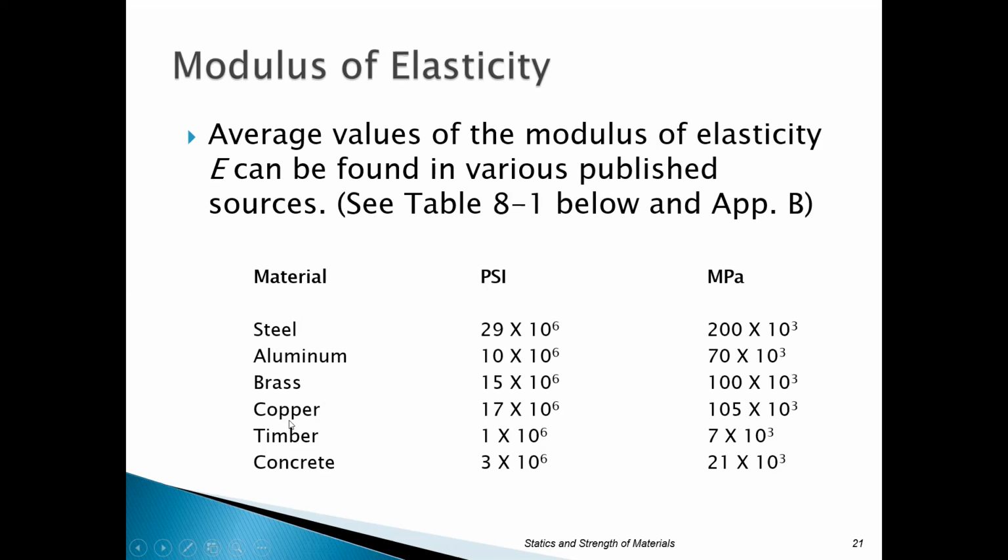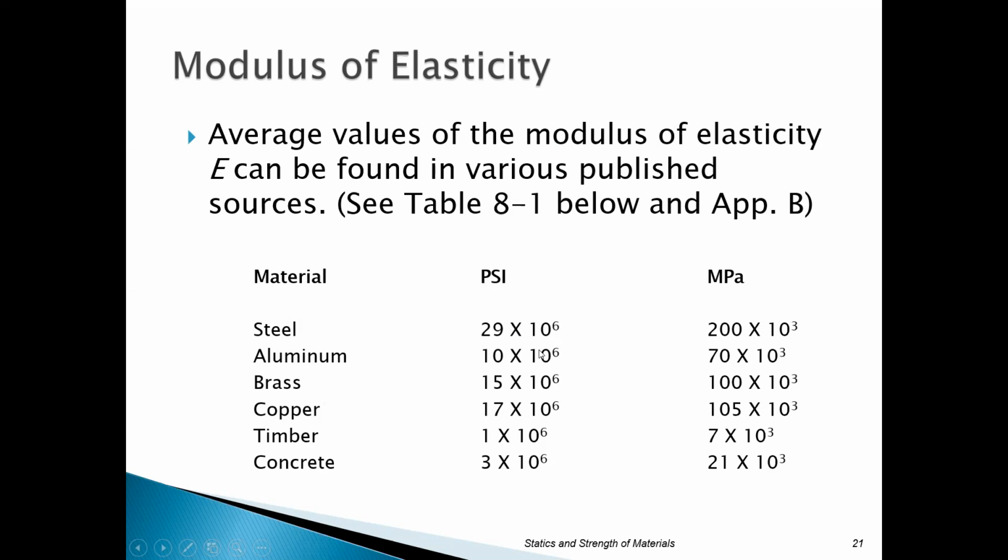And notice, I just want you to look at some of these. For steel, 29 times 10 to the 6th PSI. Steel varies depending on the amount of carbon that you have in it. So this can go anywhere from 28 times 10 to the 6th up to a max of 30 times 10 to the 6th. The more carbon you put in it, the higher that number is going to be.